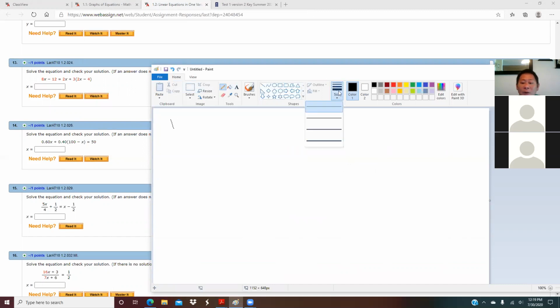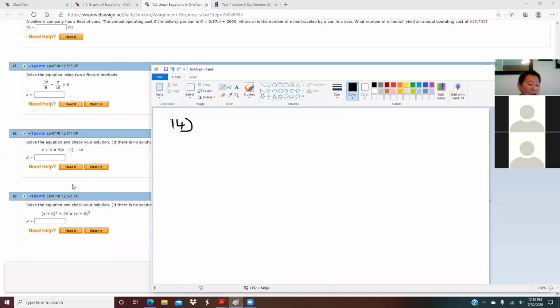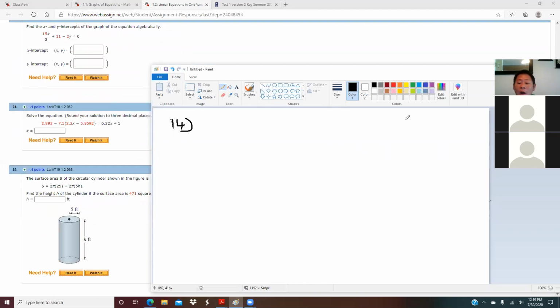How do we deal with decimals? There are two ways for us to play with decimals. One way is to use a calculator. I think you guys know how to use your calculator. For example, like question 24. When you do question 24 on this 1.2 homework, please use a calculator, okay?